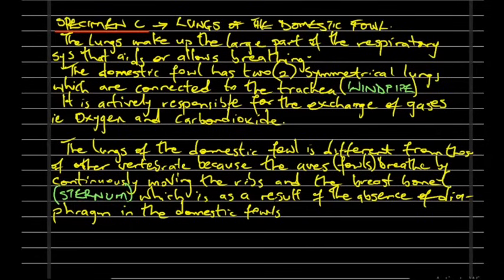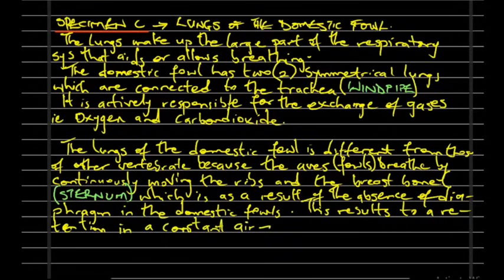And this thereby causes a retention in constant air volume. This results to a retention. They actually retain some amount of oxygen in their lungs. Retention in a constant air volume. So the domestic fowls do not possess the diaphragm.